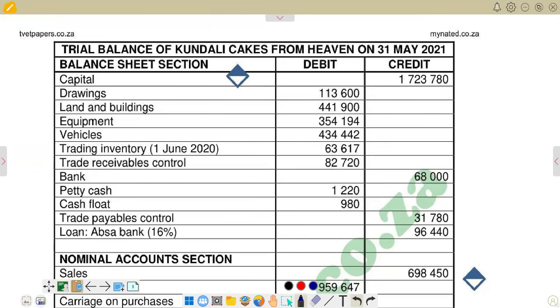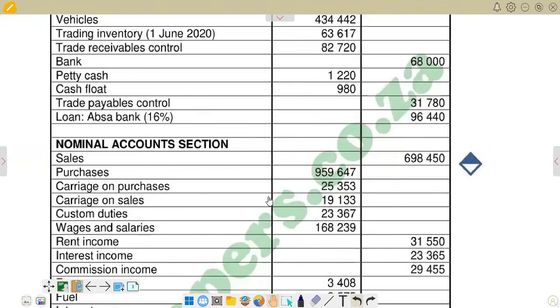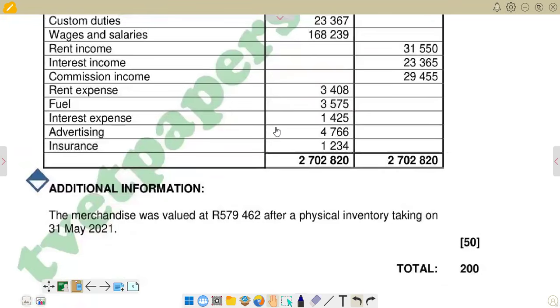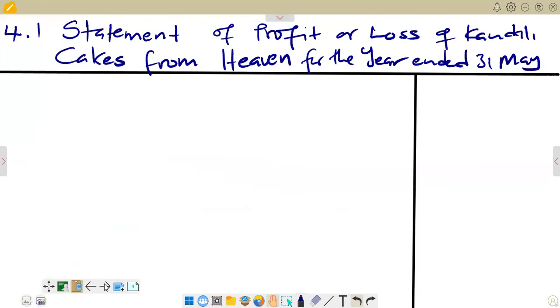If you go down, you see the information that we have. Let's go to the end of the question. We also have additional information beneath that trial balance: the merchandise was valued at 579,462 rands after a physical inventory taking on 31 March 2021. So basically, we are only given the closing inventory as our additional information.